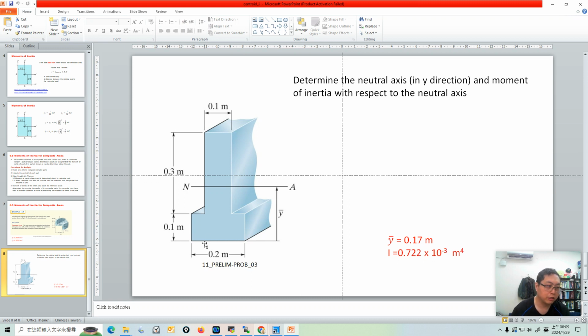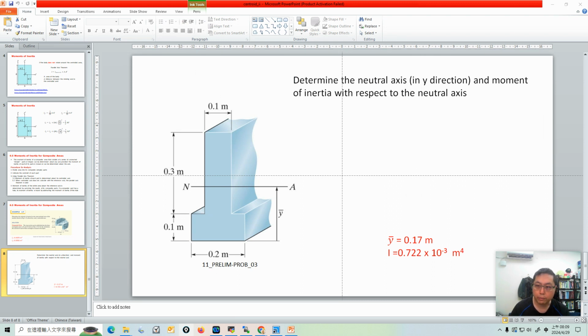It says this is a beam, and this is the cross section area of the beam. The problem wants to calculate the moment of inertia with respect to its neutral axis, and it doesn't tell you where the neutral axis is. So we consider the horizontal neutral axis.